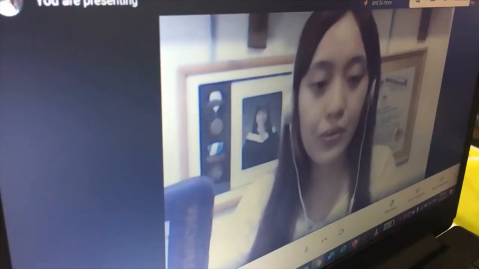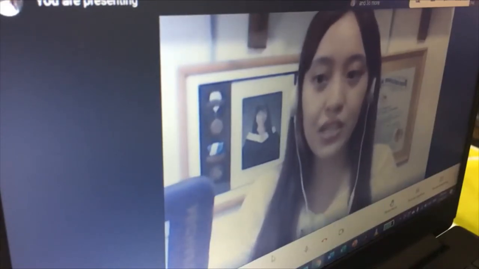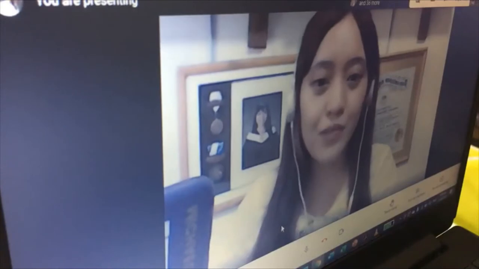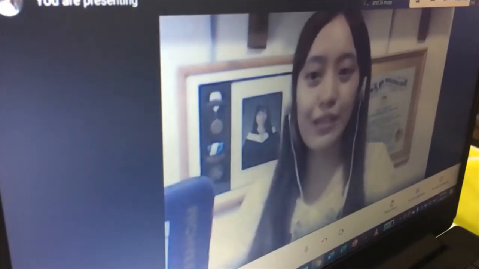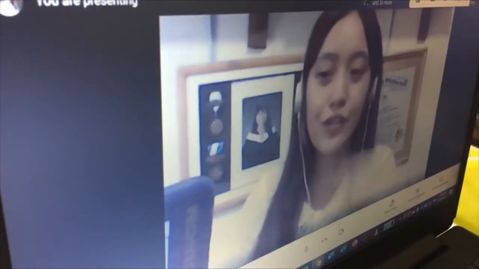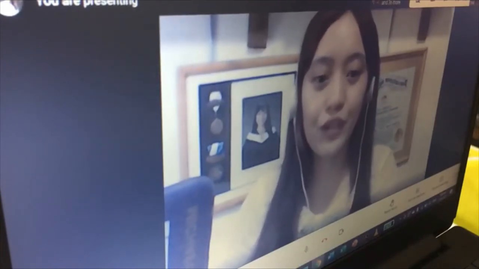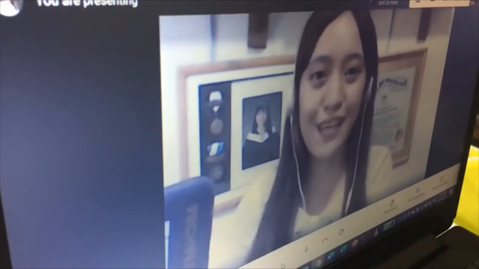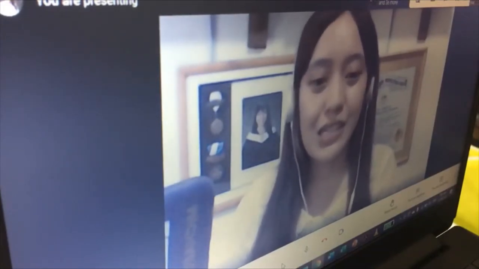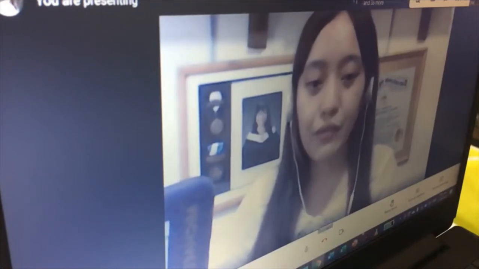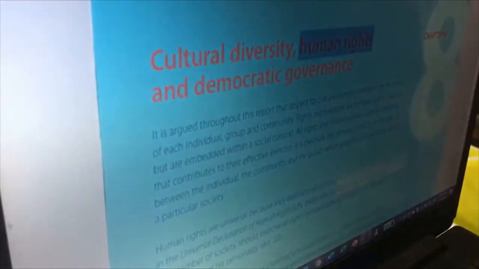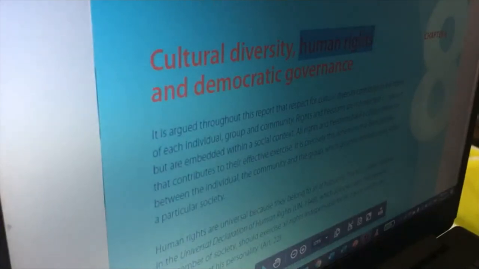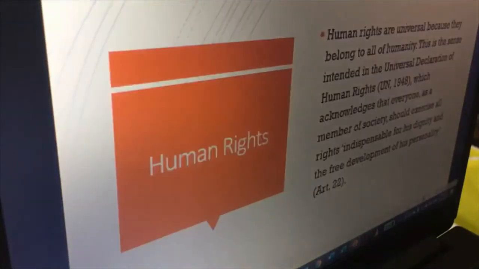You can actually see my screen now, class, as I share my screen in this manner. I'm sharing my camera because I'm recording the lecture from my phone, so that the camera can see me while I talk. So if you go to the material here from Investing in Cultural Diversity and Intercultural Dialogue, human rights in this section, but I will just share my PowerPoint for this part.